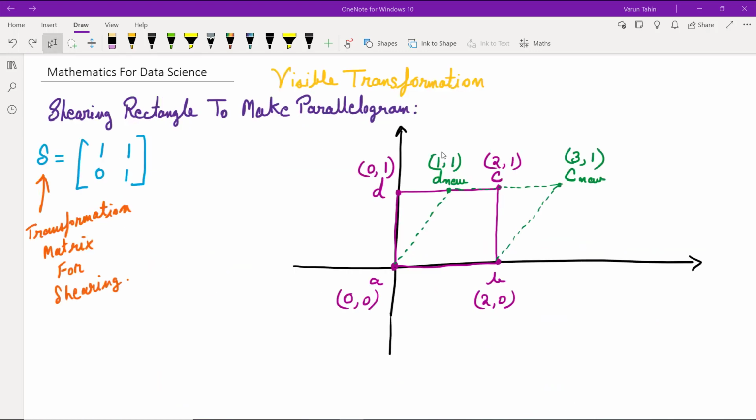Now this is the example of a visible transformation called shearing, which we were talking about earlier. Okay, so this is basically doing a shearing of a rectangle to make it a parallelogram, where the original points were depicted by these purple colors: 0 comma 0, 0 comma 1, 2 comma 1 and 2 comma 0. You can see that while applying the shearing, that is this matrix, which is a transformation matrix for shearing, you will get the resultant parallelogram with the new coordinates of 1 comma 1 and 3 comma 1.